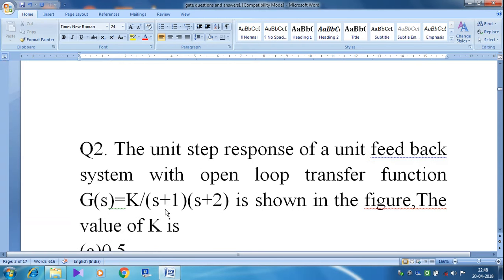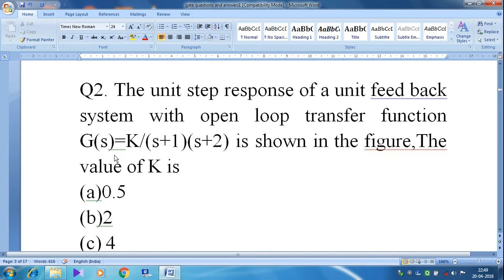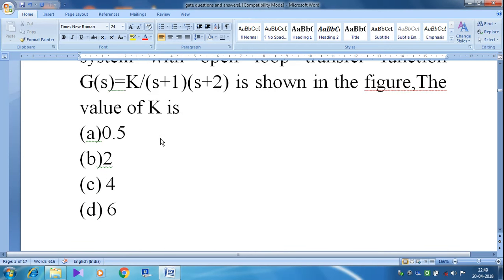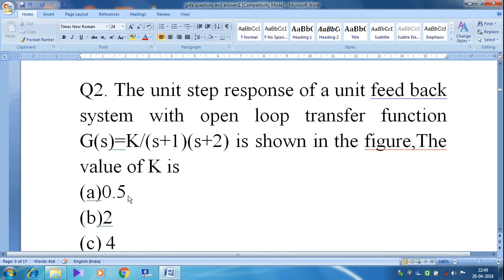Let us see the next question. The unity step response of a unity feedback system with open loop transfer function G(s) equal to K by (s plus 1)(s plus 2) is shown in the figure. The value of K is this much. So here we have to find out what is the value of K.